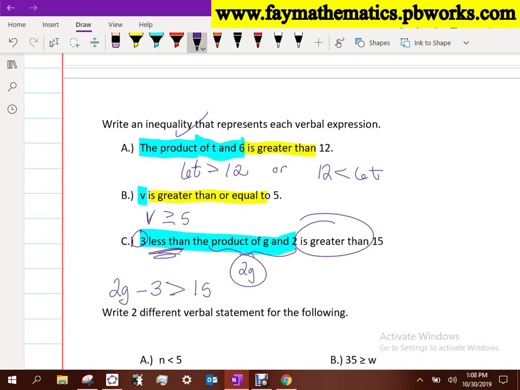Your inequality needs to be flipped. Because the 15 is the small, what we're saying up there, if we read that, 2G minus 3 is the bigger thing, right? It's greater than 15. So if you wrote it with 15 first, you have to say 15 is actually less than 2G minus 3. This okay?